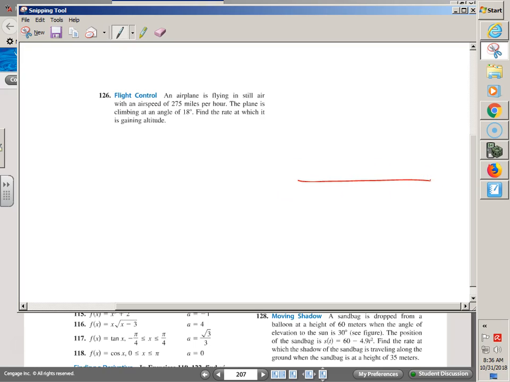Okay, pause. A plane's climbing. What happens when a plane takes off? Climbs. At what angle? Plane's climbing, right? Cool. It's flying in still air at an airspeed of 275 miles per hour. So it's climbing at an angle, and its speed on that angle is 275 miles per hour. No crazy vector stuff from last year. The plane is climbing at an angle of 18 degrees. Find the rate at which it's gaining altitude.